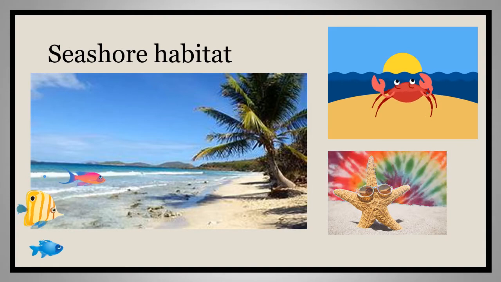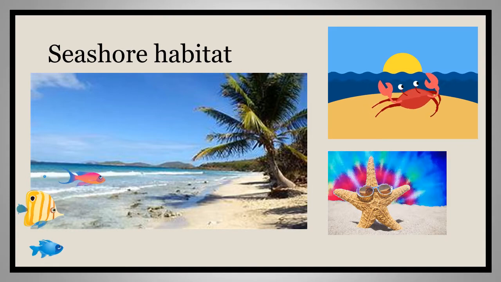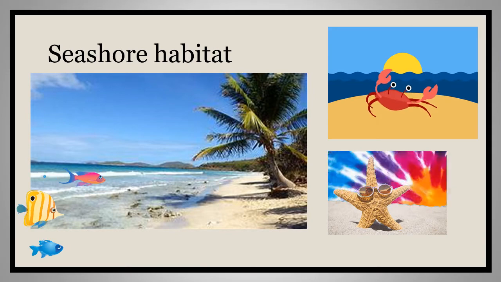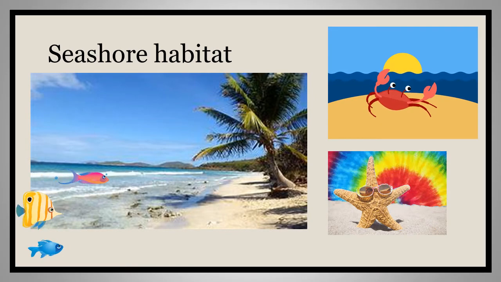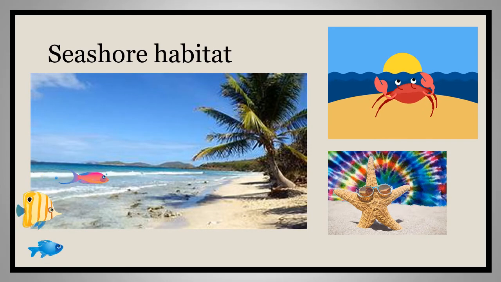So what are the examples? What are the animals we can see near a seashore habitat? Seagull, seaweeds, starfishes, algae.